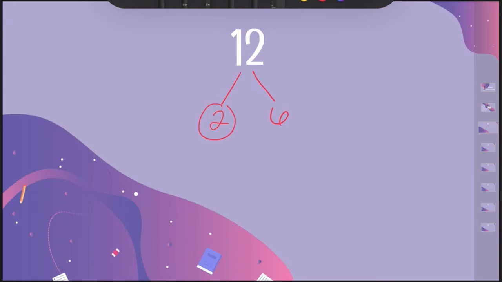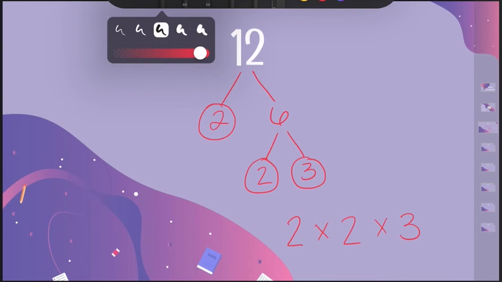So 2 is a prime number, right? I can't split that up into another multiplication problem because it would still end up just being 2. So I'm going to circle it to know that I stopped there. Well, 6 is not a prime number, so I'm going to split it up into a multiplication problem. So what times what is 6? Well, 2 times 3 is 6, right? 2 is a prime number and 3 is a prime number, so my prime factorization would be my prime numbers multiplied together. So I had 2 times my other 2 times 3. So my prime factorization would be 2 times 2 times 3.